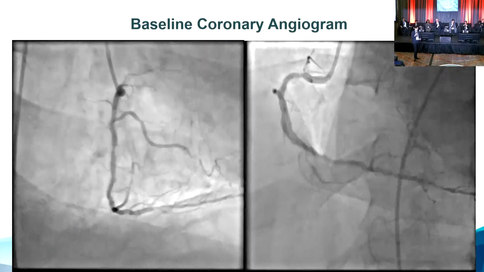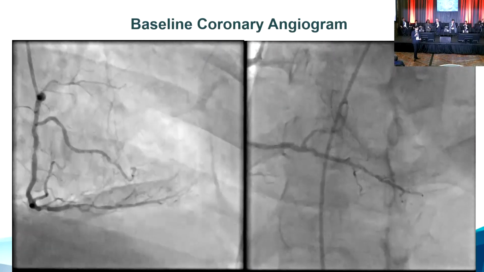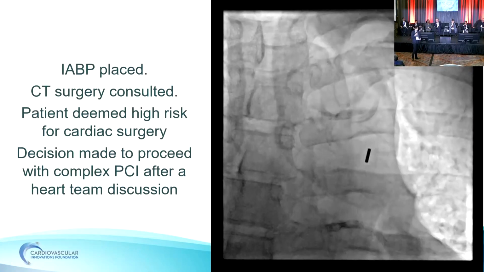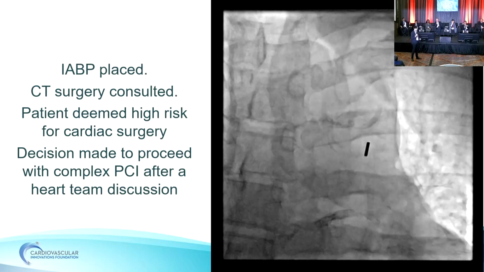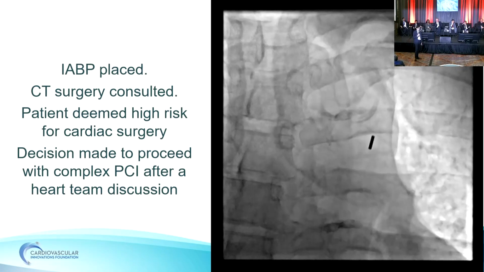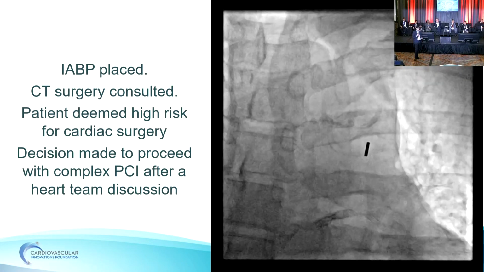And the right coronary artery had severe disease in the proximal and the mid segment. So the patient was having intermittent chest pain. We decided to put in a balloon pump at that time and called CT surgery. The patient was deemed high risk for CT surgery and therefore came back for PCI.